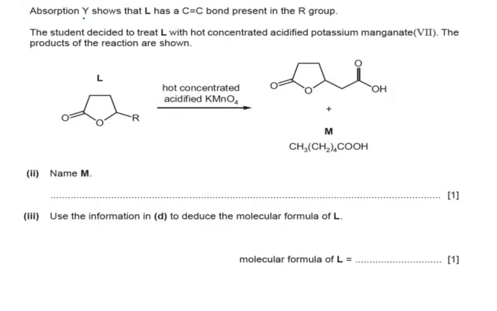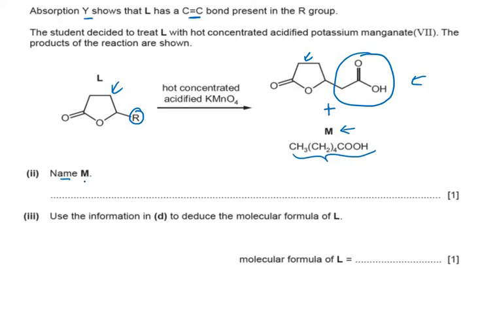Now absorption Y shows that L has a C double bond C present in the R group. The student decided to treat L with hot concentrated acidified potassium manganate. The products of the reaction are shown here. We can see that the R part of L has changed to this part and the remaining part of L has remained as such. Additional to this compound, M is also formed, which is this part.